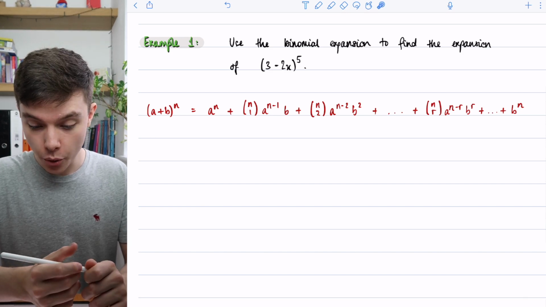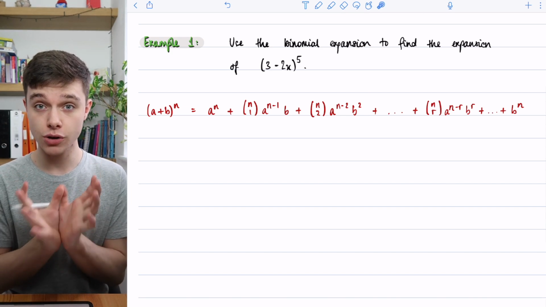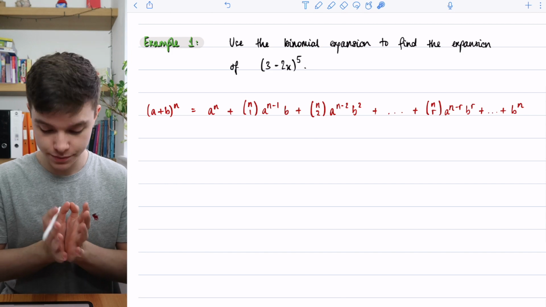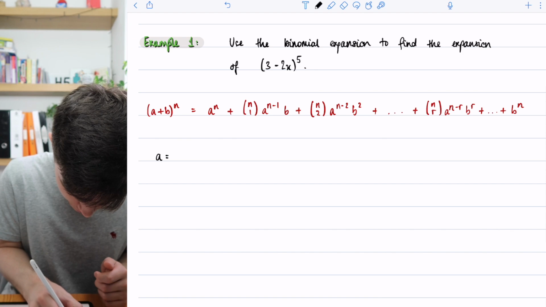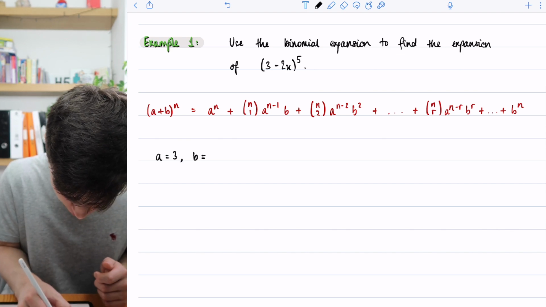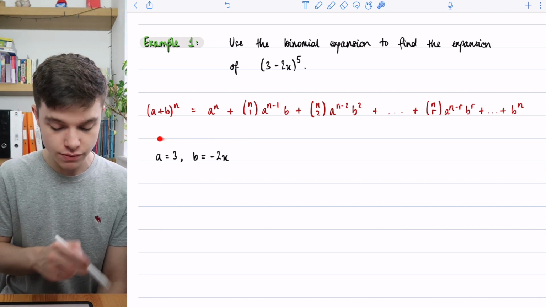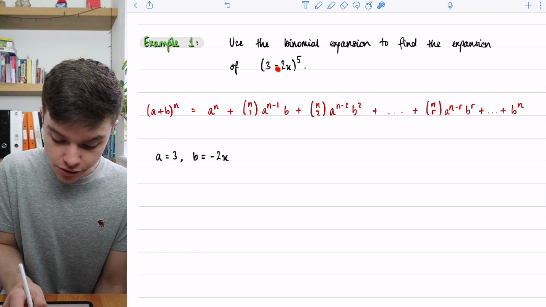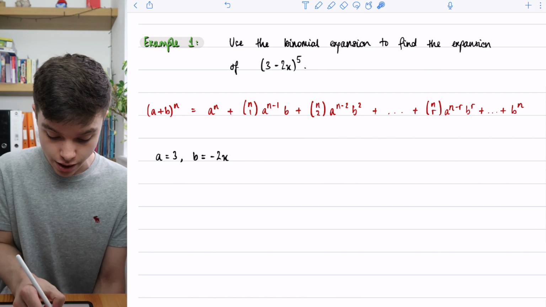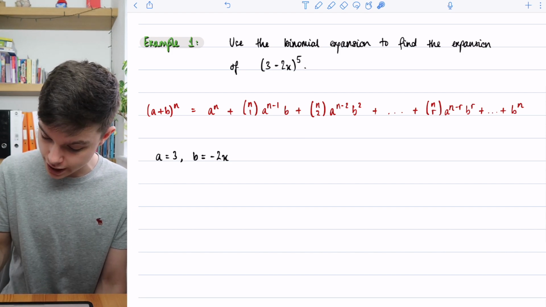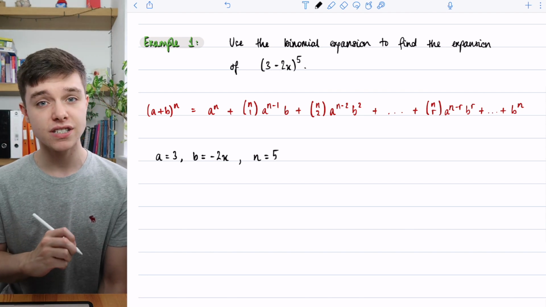Right, let's have a quick work through the answer then. So, I'm going to have A and B to just be the two terms inside the bracket as they are. I will say A will be equal to 3 and B will be equal to minus 2x. Now, you don't really have to write that down. I'm just writing that down so you understand, but you must take the negative with it. If it was a positive, then it's positive 2x, but it's a negative, so we need to include the negative, okay? And my n is, of course, going to be the power on the bracket, which is a 5.